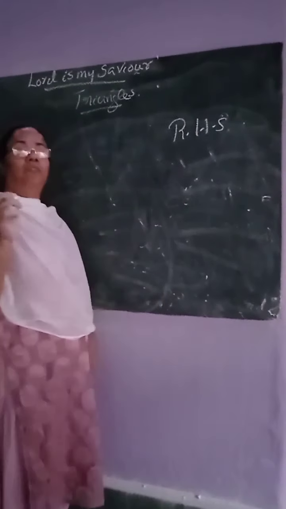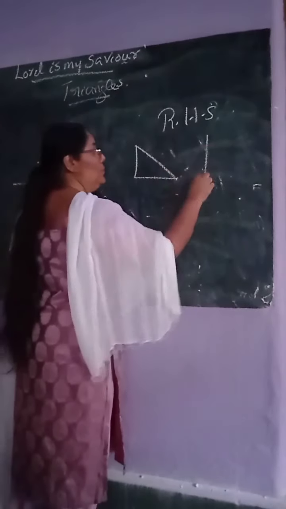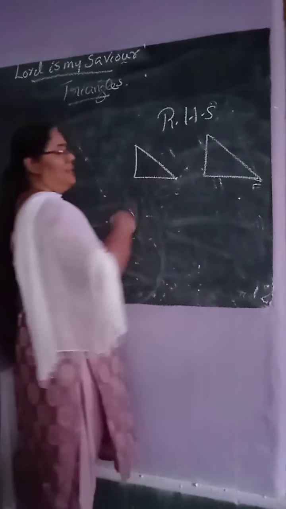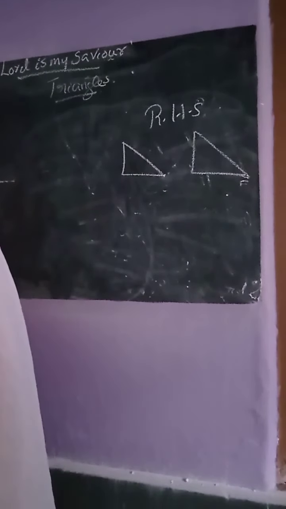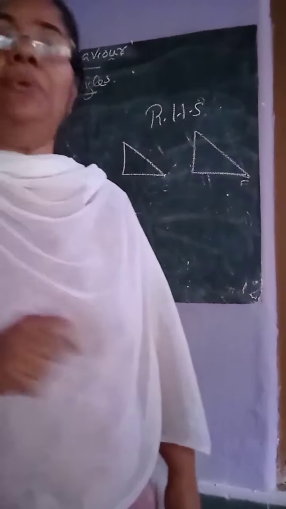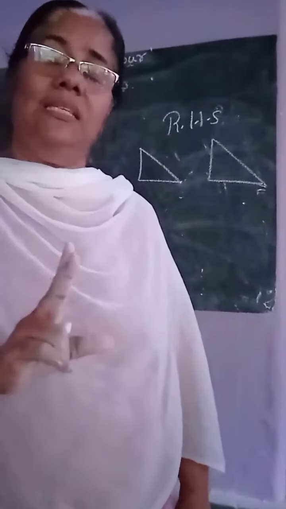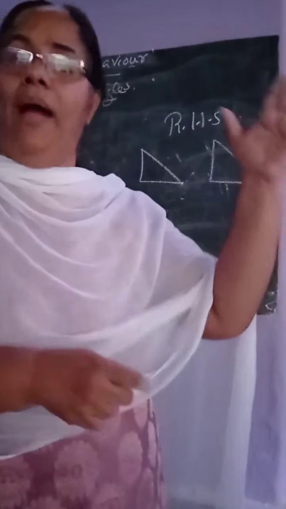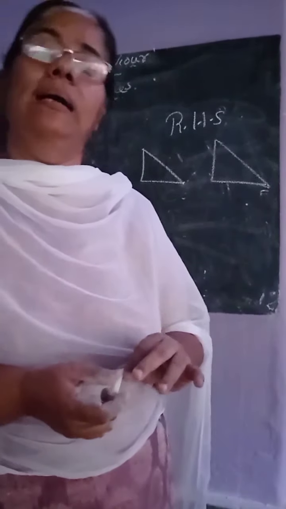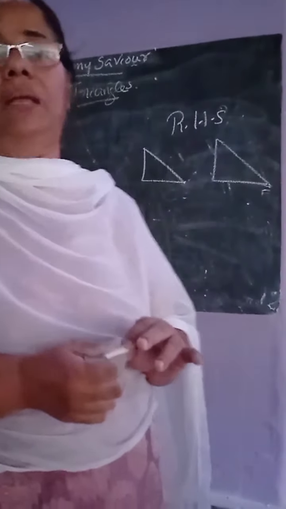That means we take right-angled triangles. Two right-angled triangles are there. Then only we can apply RHS. If two right-angled triangles have the hypotenuse and one side equal to the corresponding hypotenuse and one side of the second triangle, then we can say that by RHS they are congruent.